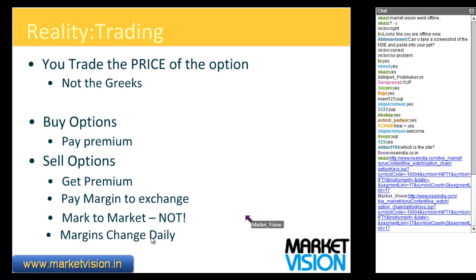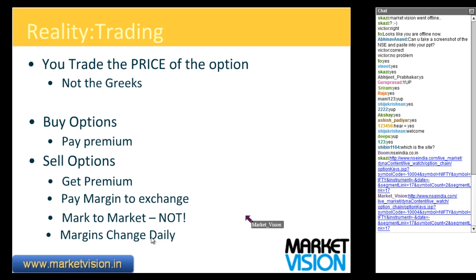So let's say I sold a 900 call to you today. Of this, I might pay say 200 rupees as margin to the exchange. I'm just giving you an example. It's actually 200 rupees into the lot size of 250. So I might pay something like 10,000, 12,000 rupees as a margin to the exchange.